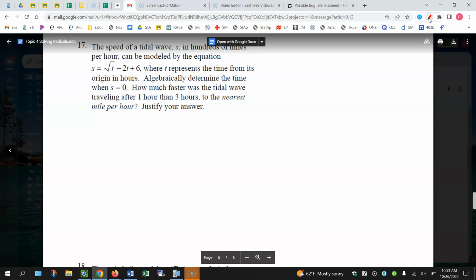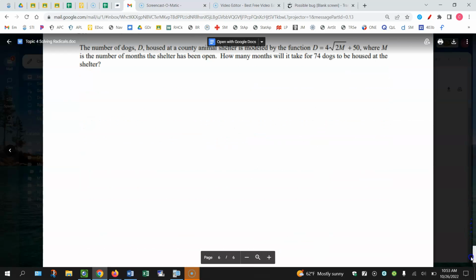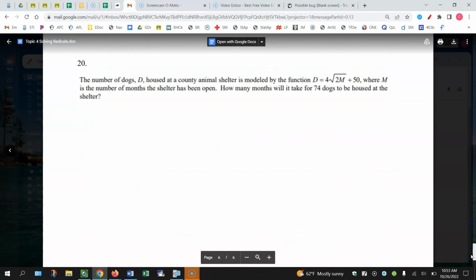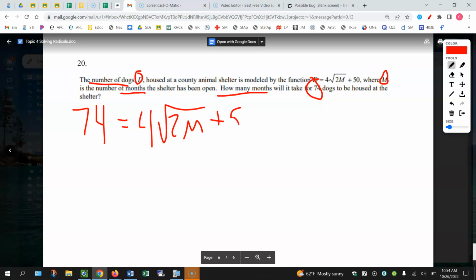All right, let me go to number 20. Okay, the number of dogs housed at an animal shelter is modeled by this function. M is the number of months since it's been open, and number of dogs is D. How many months, we need to know what M equals, will it take for 74 dogs to be housed. So D is 74. This stays the same. And then your goal is you need to solve for M.